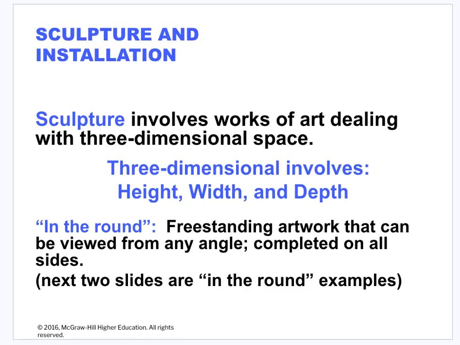Sculpture in the round is a terminology which means freestanding artwork that can be viewed from any angle, completed on all sides. So when you see a work of art where you can actually walk around it and look at the sculpture from all sides, then you know you're looking at a sculpture in the round. A couple of examples of those we will look at. We'll just take a second to get those notes copied down.